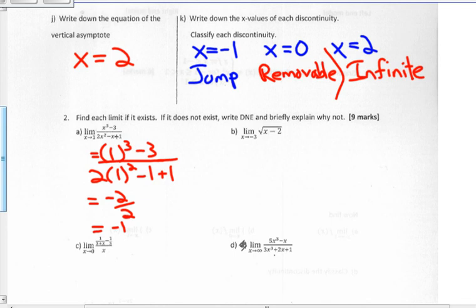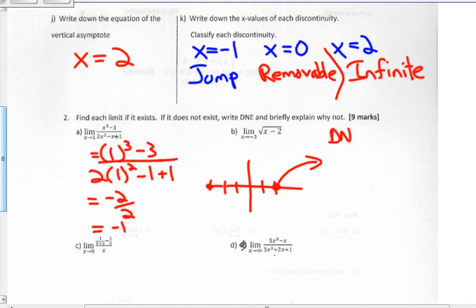The next one, obviously we can't substitute in here. If I put -3 into the square root of x minus 2, we're not going to be able to deal with it. We can't take the square root of a negative. You know that function looks like this. It's a basic square root graph moved to the right 2. We're asking about its limit over here. It doesn't exist in the neighborhood of x equals -3.